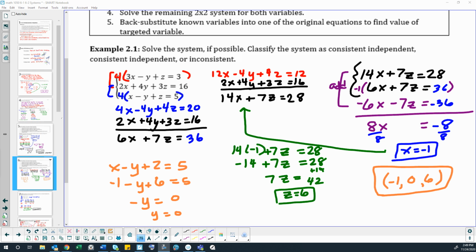I almost forgot to classify it. So this has one set of solutions, which means this one is consistent. I don't know why I'm marking that typo again, but this one is going to be consistent independent. There's a solution, and it's only one solution, one set of solutions.